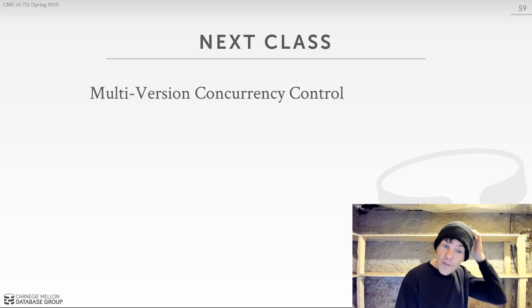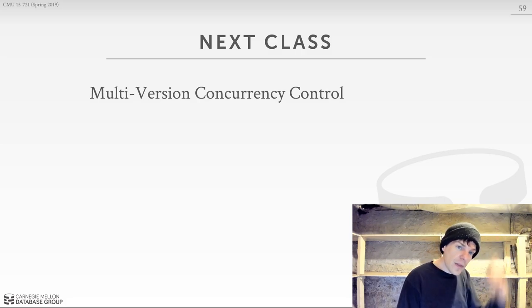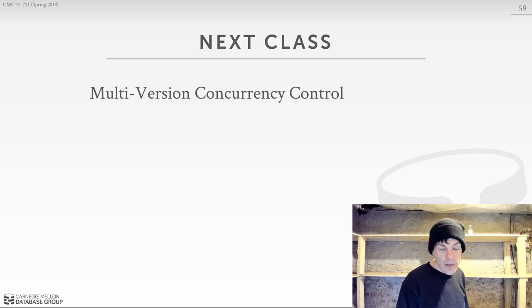All right, so to finish up, the next class we're going to talk about multi-version concurrency control, and this is going to be a three-part lecture. We're going to go into details about how to actually implement the concurrency control protocol for it, how to do garbage collection, how to do version stores, how to maintain indexes, all the things you need to have when you build a real database system that's doing in-memory MVCC, okay?